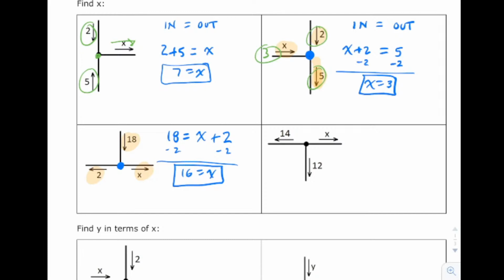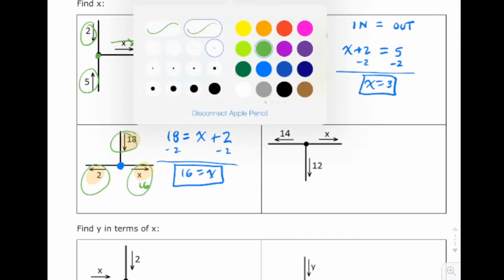X is 16. And again, you want a reality check, just put a 16 here and see if it makes sense. Leaving, 16 and 2, that's 18. So there must be 18 coming in to replace it, so to speak. What goes in must come out. It all works. You're starting to get the idea? What goes in must come out.